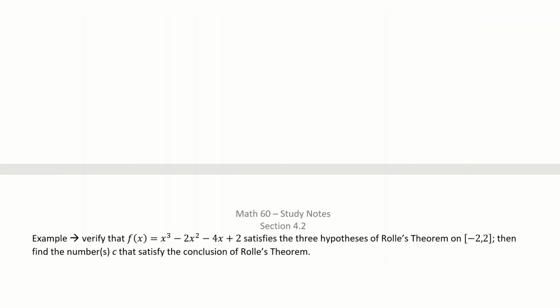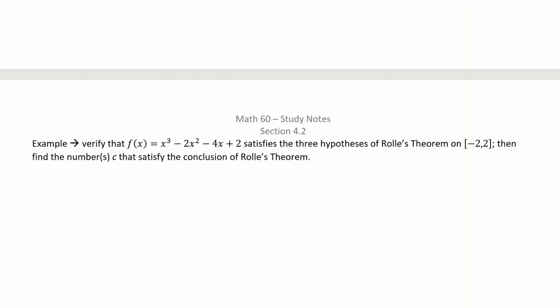So let's play around with this guy. Here's an example of how to do this. So verify that f of x is x cubed minus 2x squared minus 4x plus 2 satisfies the three hypotheses of Rolle's theorem on this interval. So they give you an interval, and they give you a function. So this is a and b, and this is f of x. Pretty simple. Once you do that, so we verify it, and then when we're done, we have to find the number c, there might be more than one, that satisfy the hypothesis. I think I stole this from the book maybe.